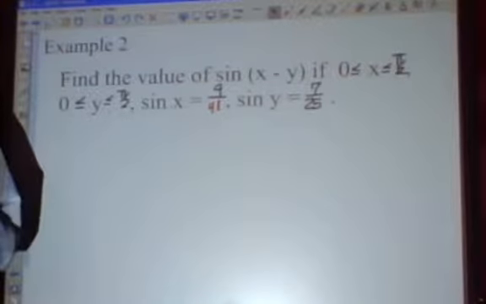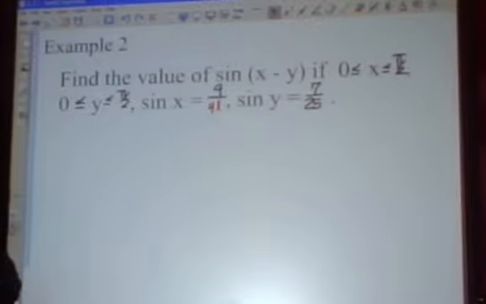This one's going to take some paper and some work. We're going to actually pull in some trig identities from 7.1. Example 2 says, find the value of sine of x minus y if x is between 0 and pi over 2, and y is between 0 and pi over 2, and sine x equals 9 over 41 and sine y equals 7 over 25.